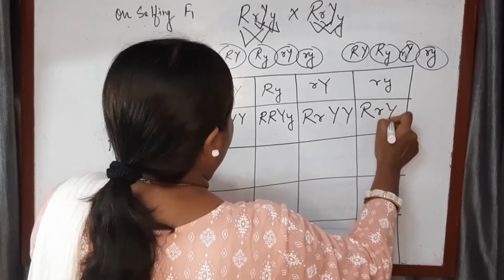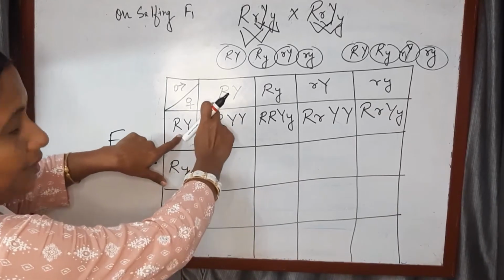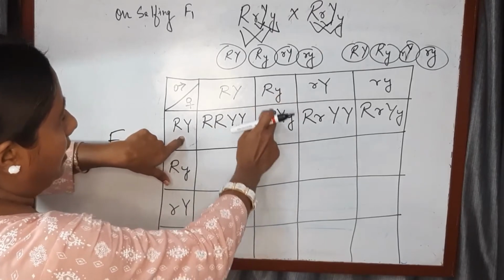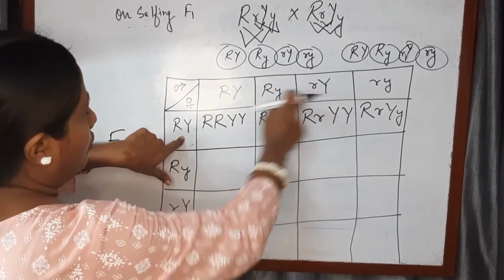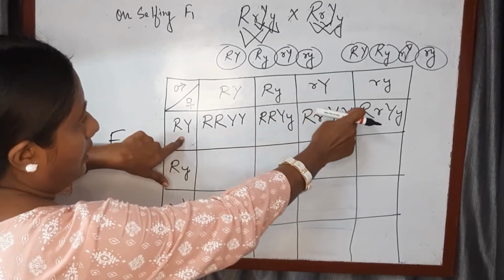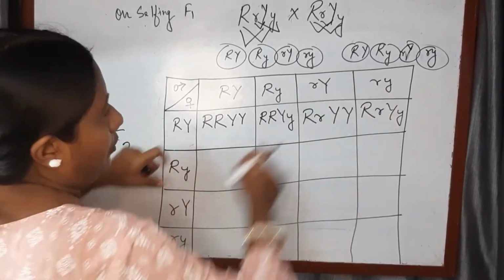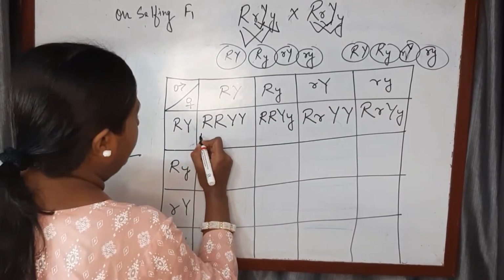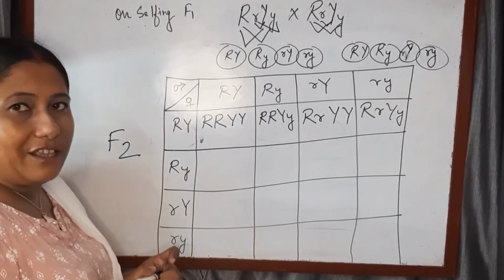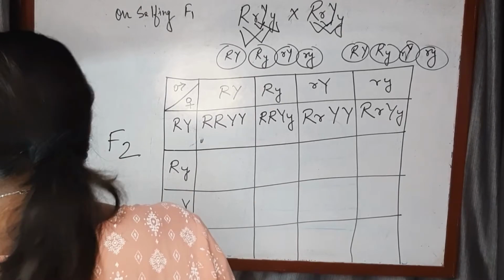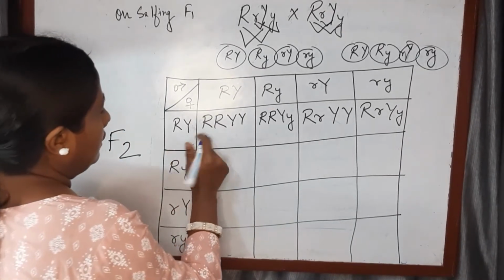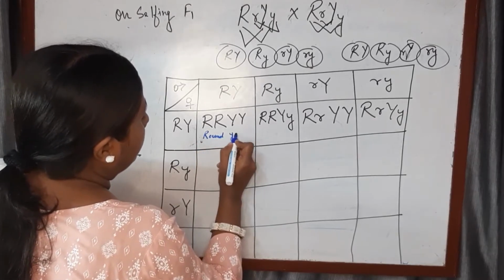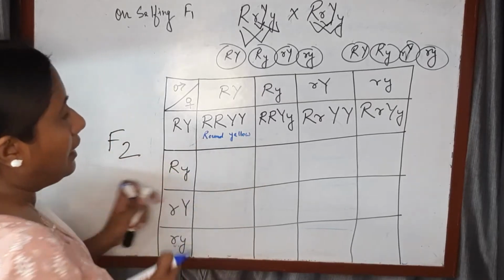So yes, let me discuss this. Cross between these two, you are getting capital R, capital R, capital Y, capital Y. Again, crossing these two, capital R, capital Y, small y. Here too, capital R, small r, capital Y, capital Y. So capital R, small r, capital Y, small y. So what are the combinations? See, round yellow. Let me use another pen so it is easy for you.